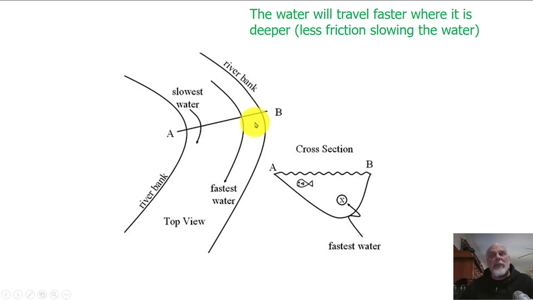The reason why it's faster is that the deeper water is going to move faster because there's less friction. As water rubs against the side and against the bottom of the creek, that's going to slow down the water. Since this water is much deeper, it doesn't hit the bottom of the creek very much or in many places. So it's going to move faster.